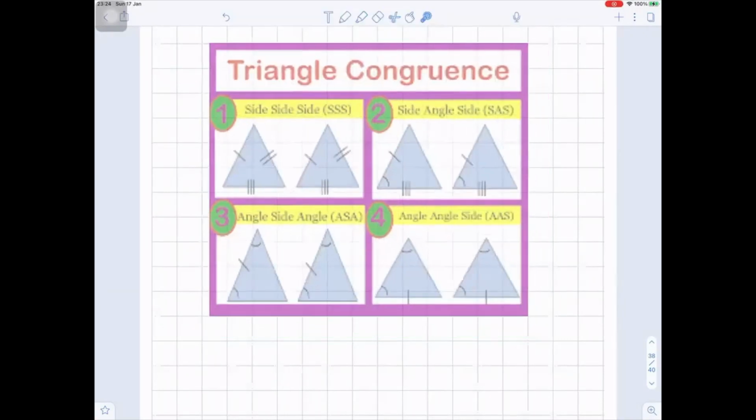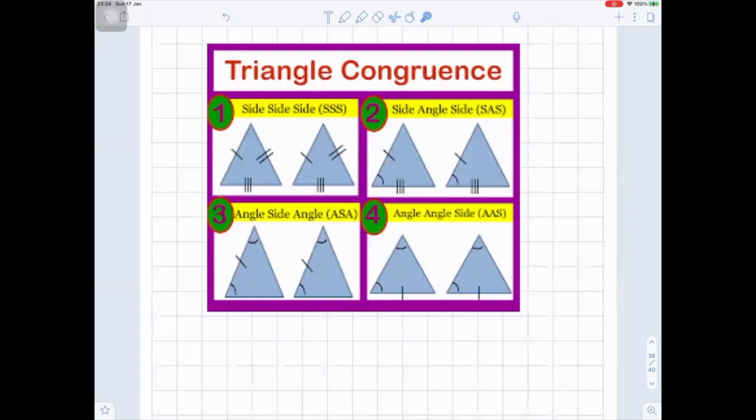So triangle congruence. You can use side, side, side. That means 3 sides are the same. The triangles are congruent. That's 1 pair of sides are the same, second pair of sides the same, third pair of sides the same. So they are congruent, 2 triangles, side, side, side.